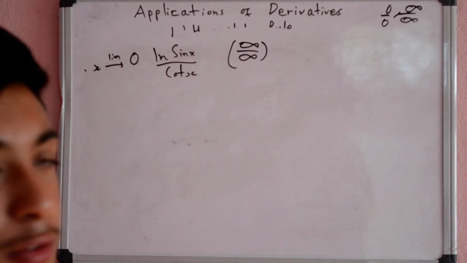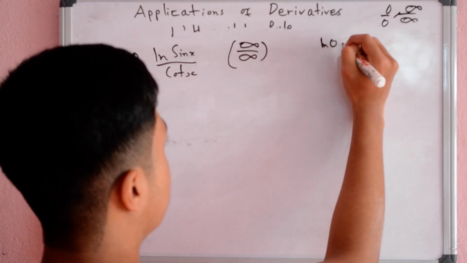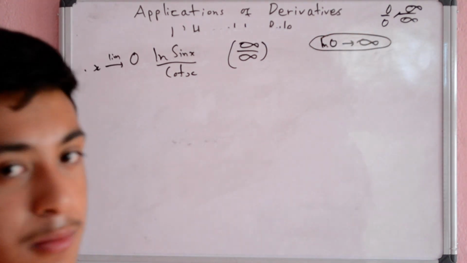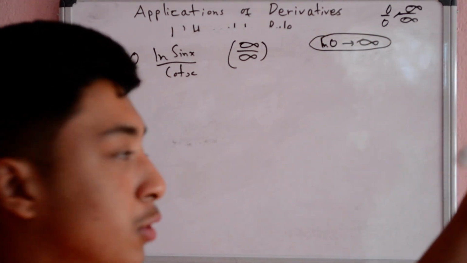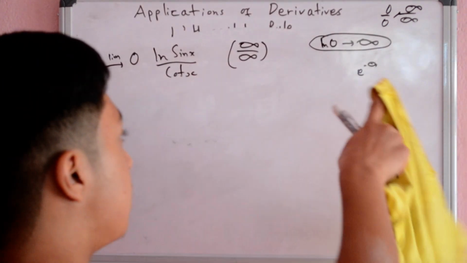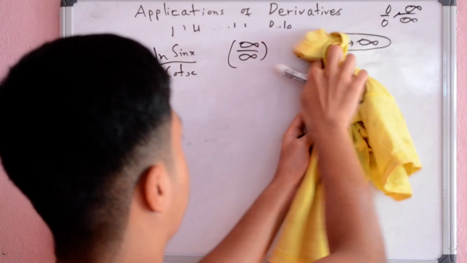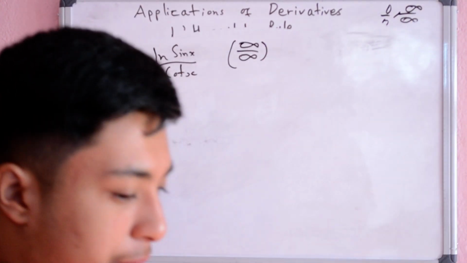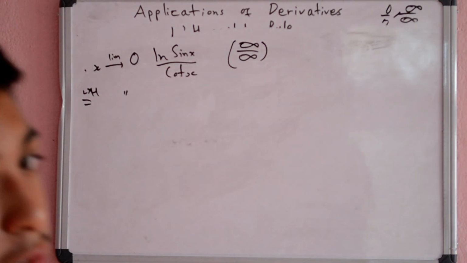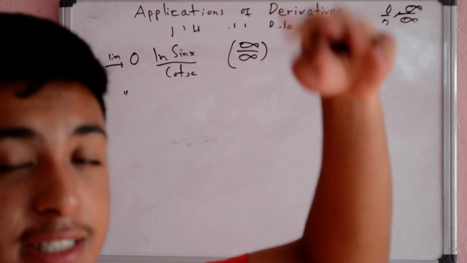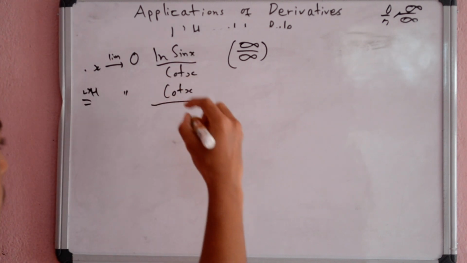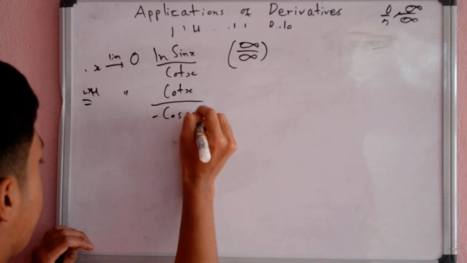Now, ln of 0 approaches infinity in magnitude. This is a good thing to know, because if you have something approaching 0, you can write it as e to the power minus infinity, and in ln of that, the infinity comes out. So here, let's use L'Hospital's rule. What is the derivative of ln sine x? It is 1 by sine x into cos x, which gives us cot x, and on the bottom it gives minus cosec square x.